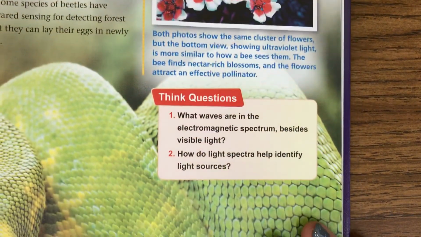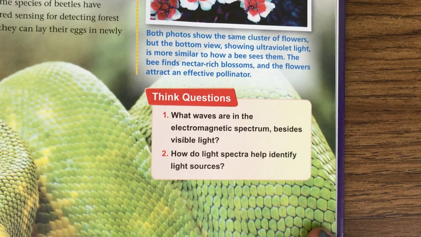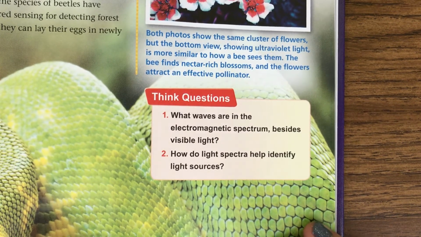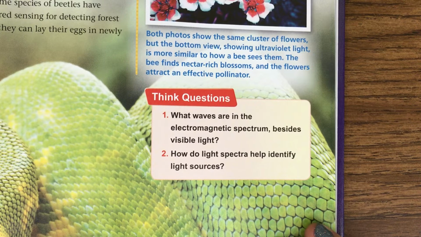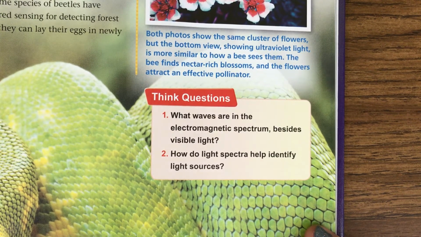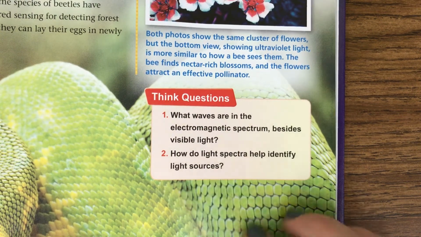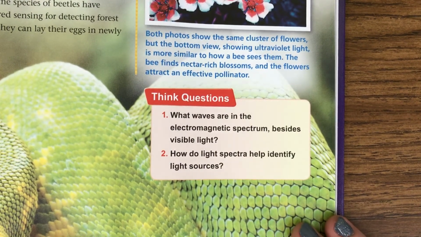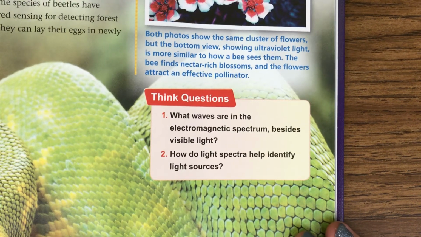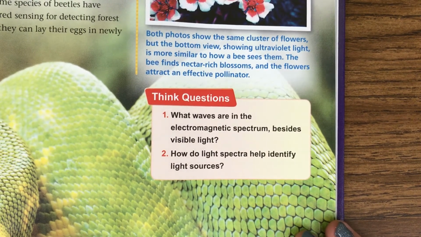Okay, think questions. What waves are in the electromagnetic spectrum besides visible light? And question number 2, how do light spectra help identify light sources? Okay, you're going to answer the think questions on page 102. You don't need to write the question, but you can go ahead and answer it.